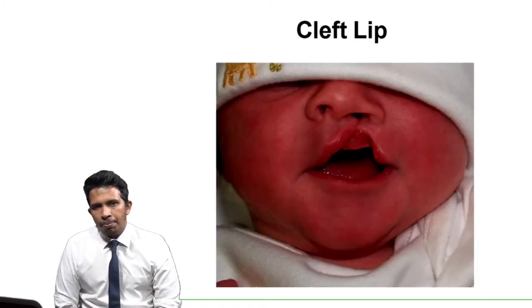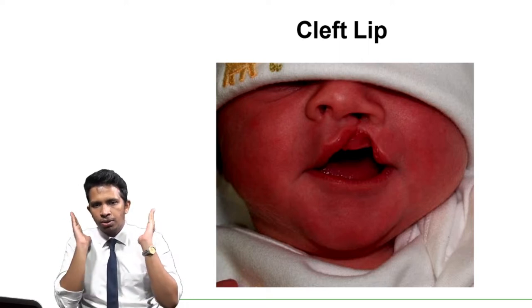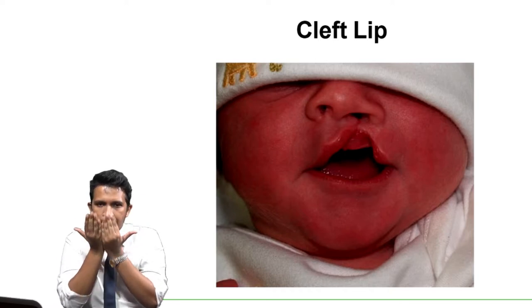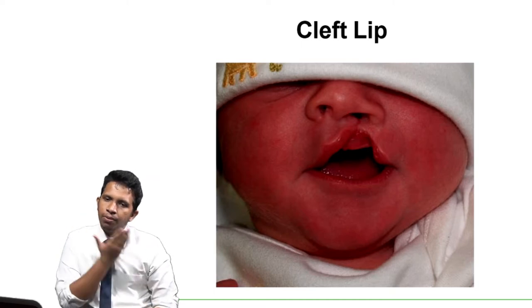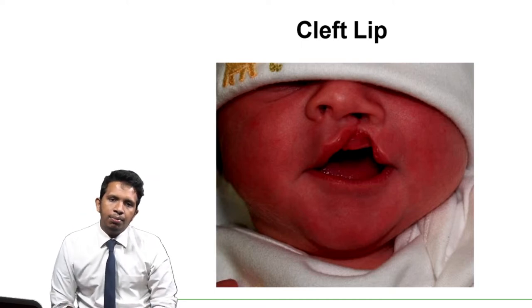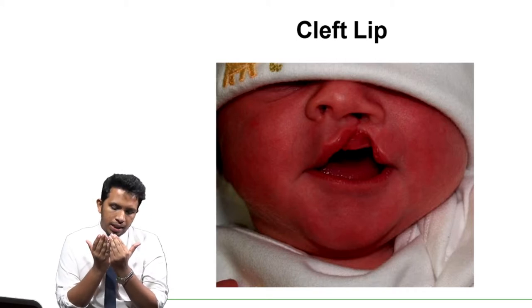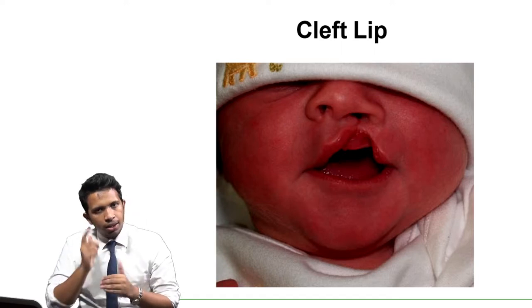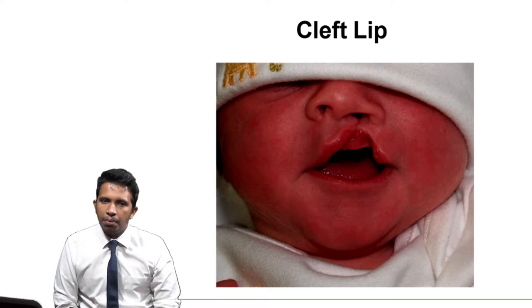With cleft lip, what happens is that as our body grows, the two sides grow together and meet in the center. Sometimes when they meet at the center, especially in the mouth and the palate, one side may not come fully to the center, leaving a gap, and it doesn't fuse properly in the midline. If it happens in the lip, it's called cleft lip. If it happens in the palate, it's called cleft palate.